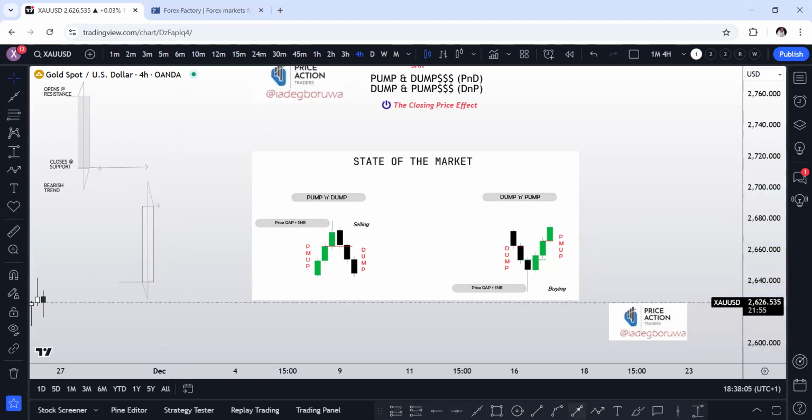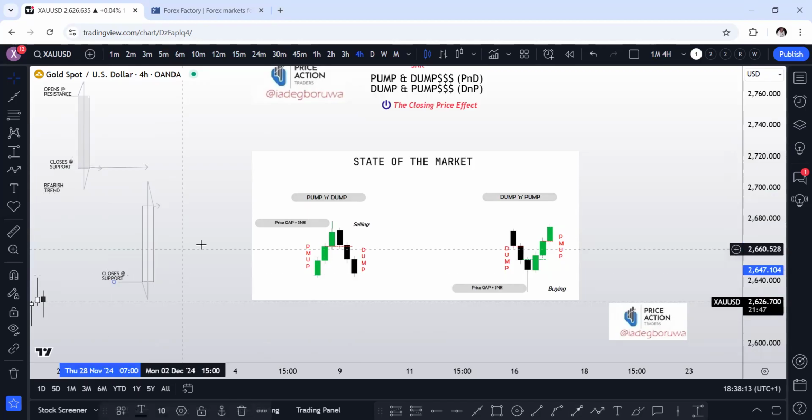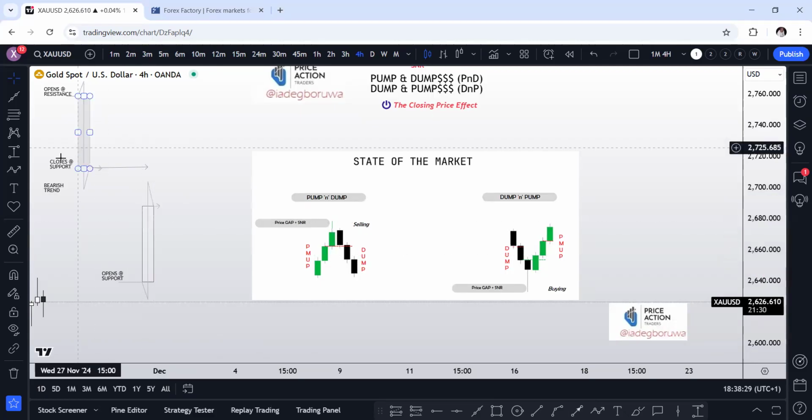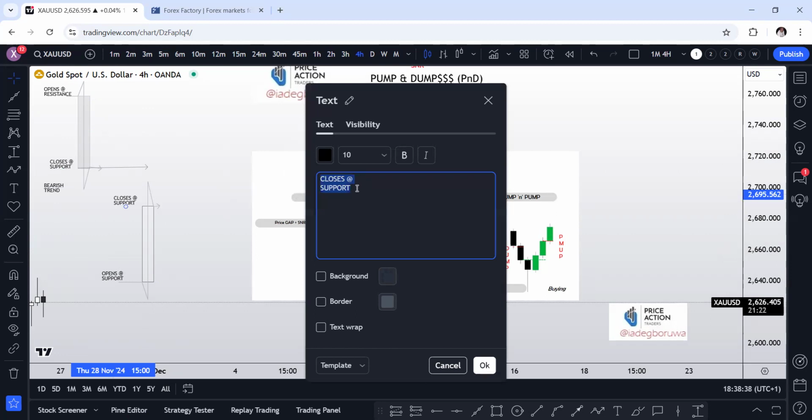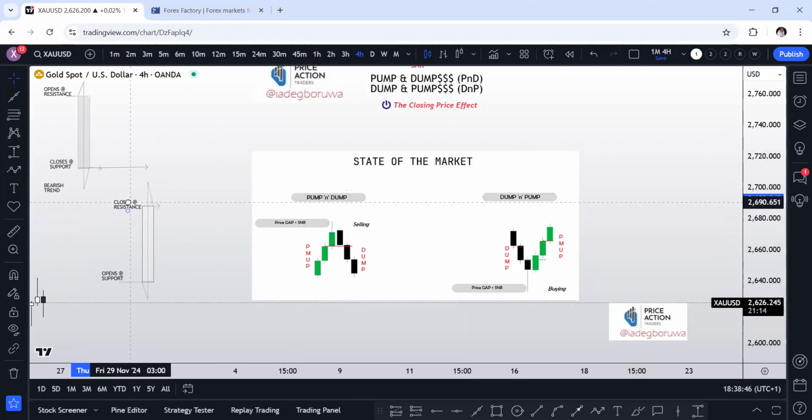So that means the market opens at support and closes at resistance. So that's the basic SNR knowledge. Here, the bullish candlestick will give us a resistance in this form. Yeah, this is the resistance.